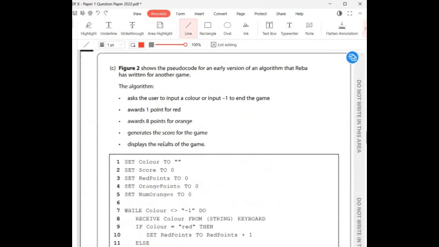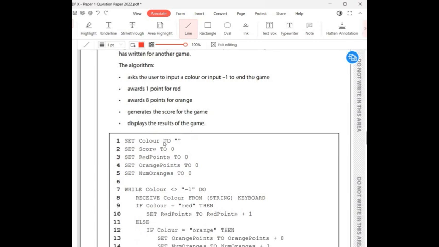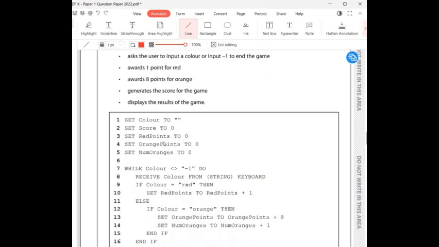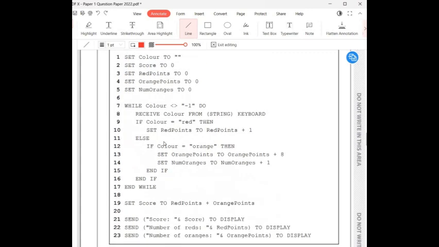All right, let's go down. 4C. Figure 2 shows pseudocode from an early version of an algorithm that Revo has written for another game. So the algorithm asks the user to input a color or input -1 to end the game, award 1 for red, 8 points for orange, generates a score for the game and displays the results. So this is the pseudocode we need to go through.